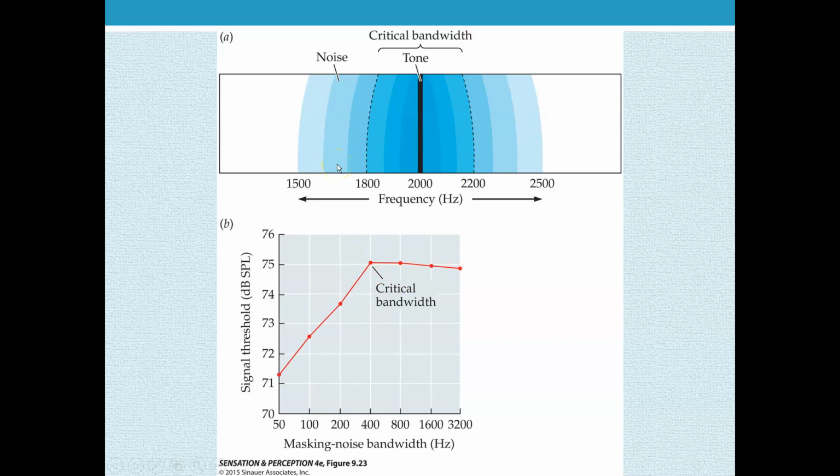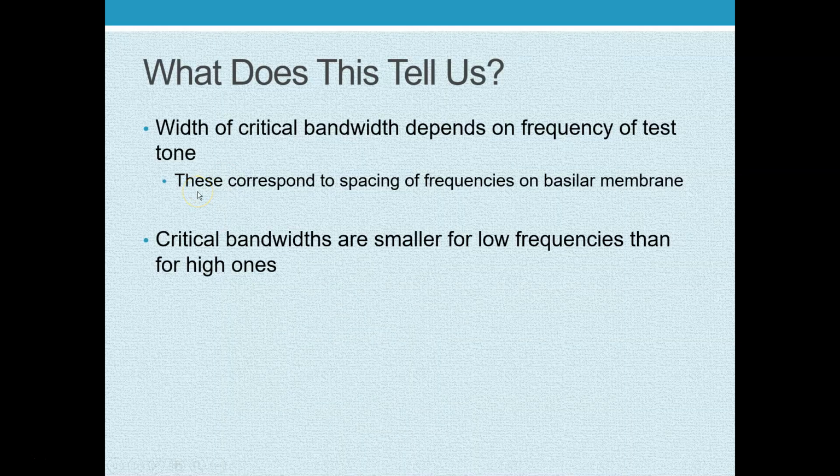So this also kind of shows how we can select and attend to different frequencies as they're buried in noise. So what does this tell us? Well, the first thing it does tell us when researchers do this is that the width of the critical bandwidth actually depends on the frequency of the test tone. Generally, we find that the critical bandwidth is much smaller for low frequencies than it is for higher ones. It's a lot easier for us to detect high frequencies in noise than it is for low frequencies. And that's just because, in general, lower frequencies are harder to hear.